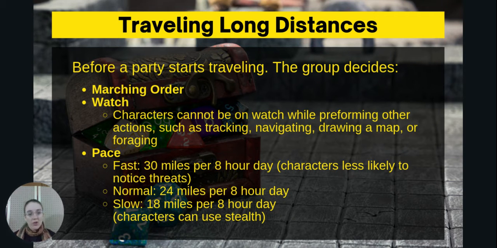You could also choose to do a slower pace of only 18 miles per 8-hour day. When you choose to do this, you can be stealthy as you move, which means you have the possibility of sneaking up on other enemies you might run into.